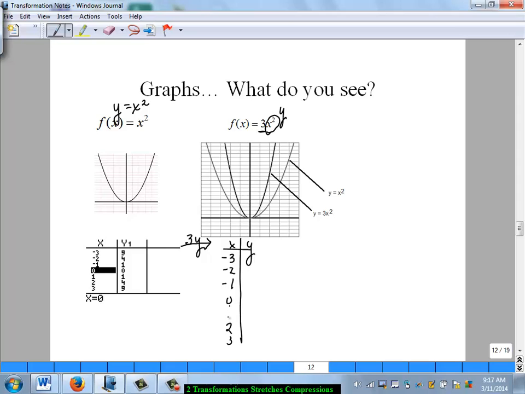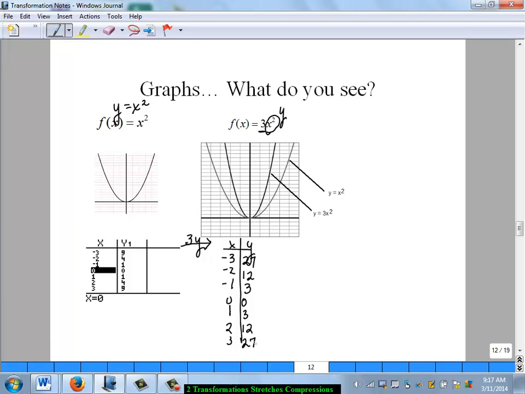I don't know why the 1 won't show, but there's a 1 there, guys. I don't know why it won't show. There it goes. And then what I'm going to do is take all my y's and multiply them by 3. So I have 27, 12, 3, 0, 3, 12, 27.